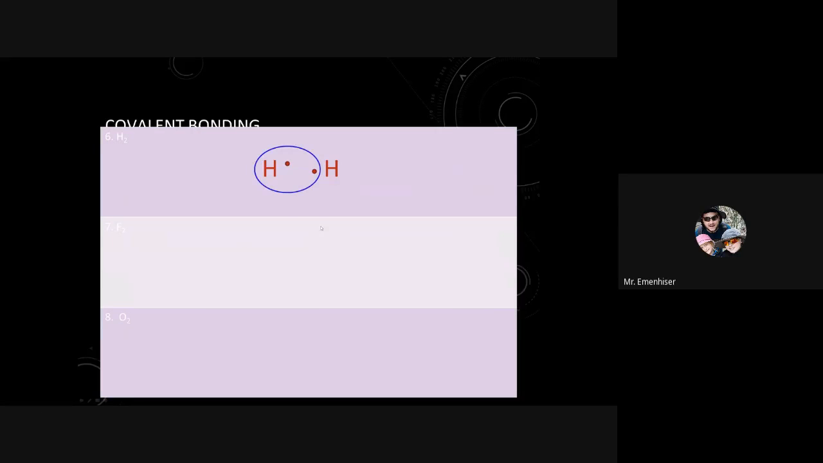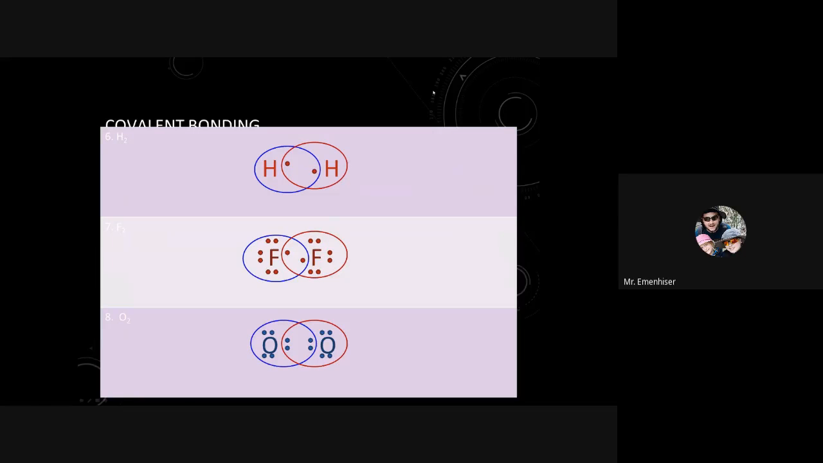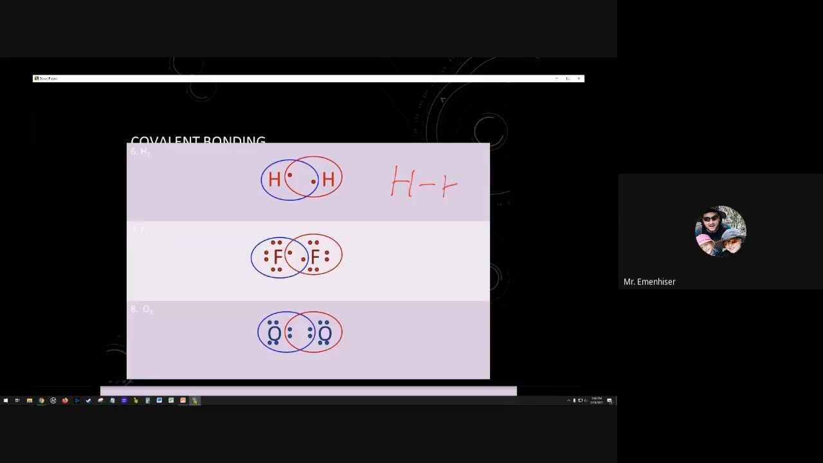Here's the covalent bonding example of hydrogen. So let me draw these 3 Lewis dot diagrams for you guys. Hydrogen will look like this. Fluorine will look like this. Now keep in mind, fluorine has to follow the octet rule.